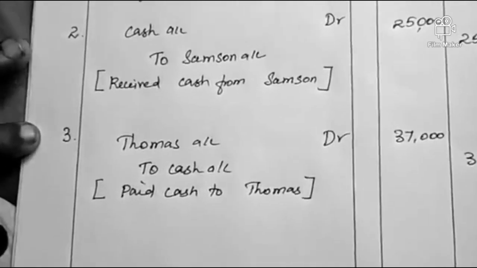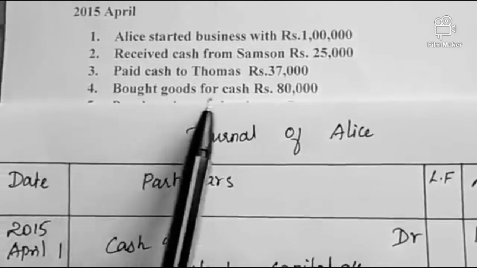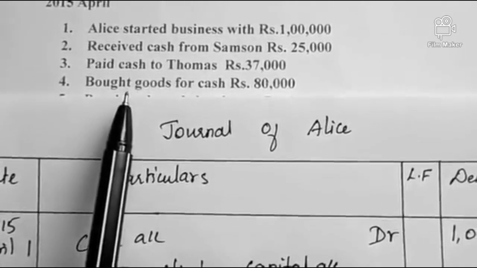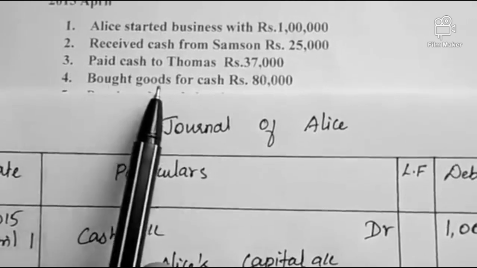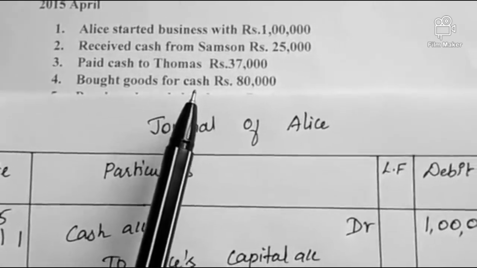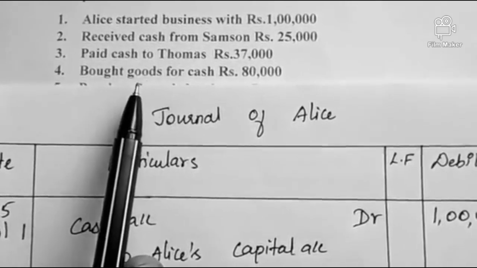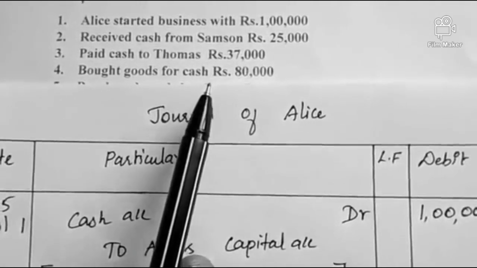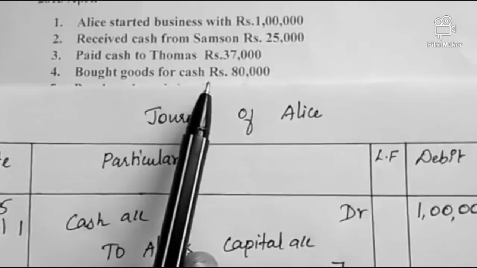Then the fourth transaction. Bought goods for cash. See, bought goods means purchase. Here they didn't mention the name of the goods. So simply you can write purchase account. Say bought goods for cash. You can purchase any item either on a cash or credit basis. So when you purchase any item on the basis of cash, you just simply write purchase account debit to cash because it's a cash purchase.